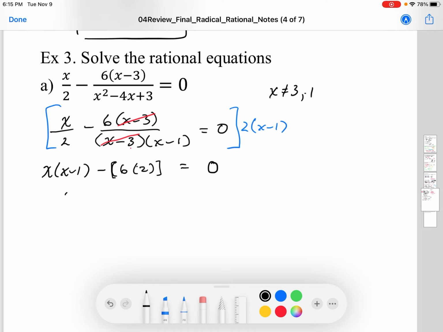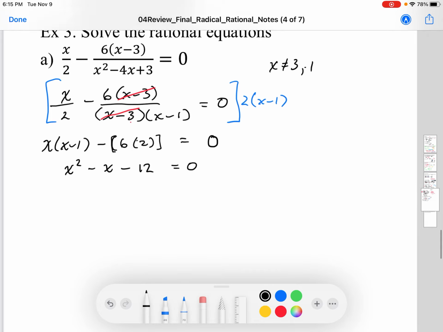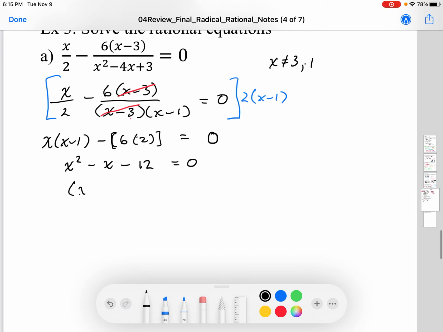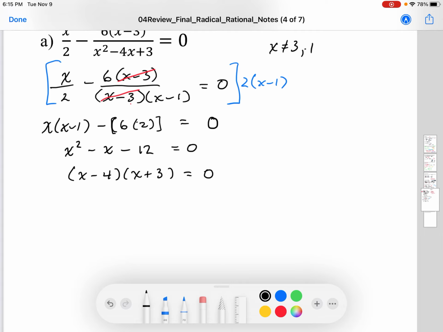So now I'm going to go ahead and solve. X squared minus x minus 12 equals 0. This is factorable. X minus 4, x plus 3. And again, if you get stuck factoring, you don't need to factor this. You can always put it into quadratic formula. So the answer we get is x equals 4, x equals negative 3.